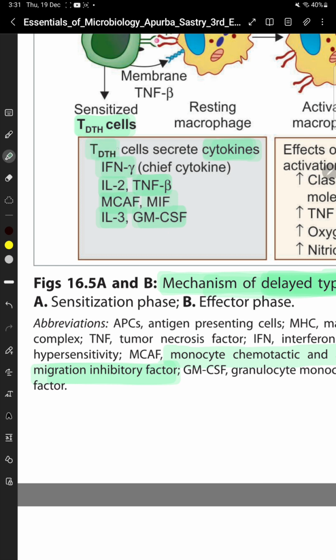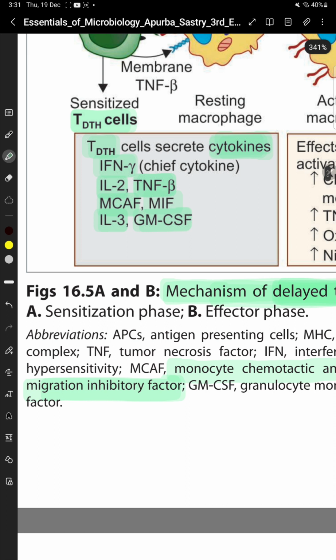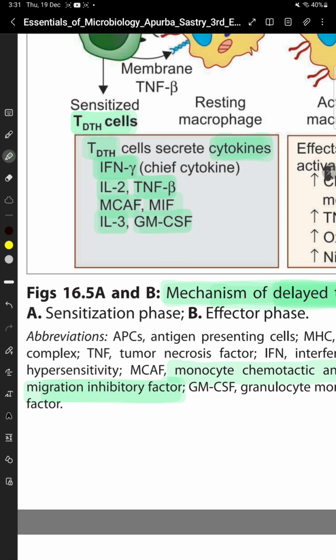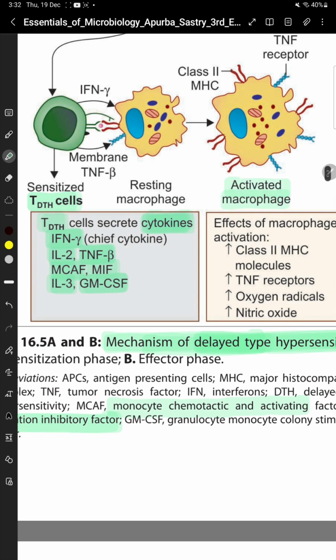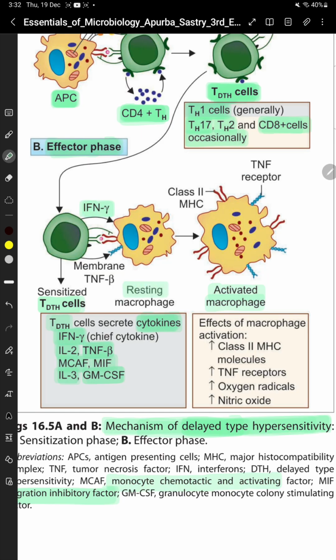So the T DTH cells will secrete certain cytokines, in which interferon gamma will be the chief cytokine. The other cytokines are interleukin 2, tissue necrosis factor beta, MCAF, that is monocyte chemotactin and activating factor, MIF, that is migration inhibitory factor, interleukin 3, and granulocyte monocyte colony stimulating factor. These cytokines will attract inflammatory cells like macrophages. The interferon gamma will convert the resting macrophage into activated macrophage.